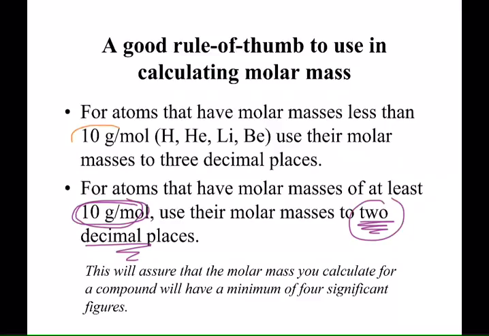If you're working with something that's light, less than 10 grams per mole, its molar mass, then you should be using 3 decimal places. Okay, I'm going to show you some examples so that all works.